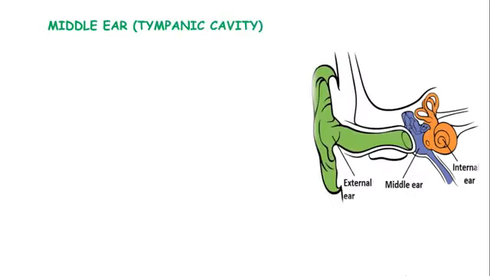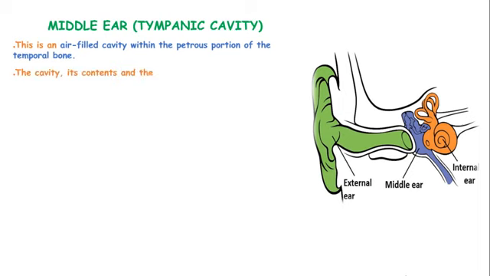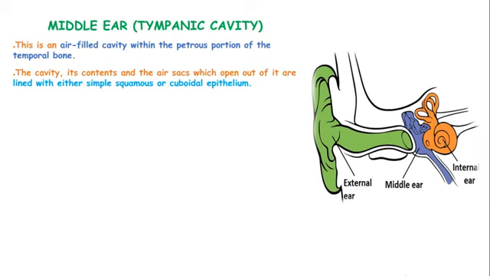The middle ear or the tympanic cavity. This is an air-filled cavity within the petrous portion of the temporal bone. The cavity, its contents, and the air sacs which open out of it are lined with either squamous epithelium or cuboidal epithelium.